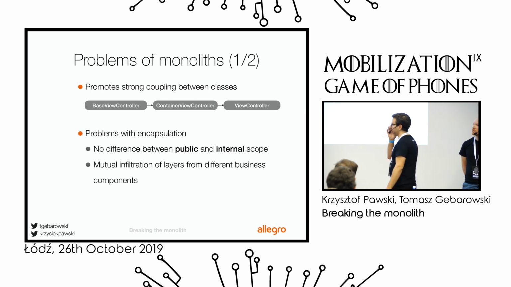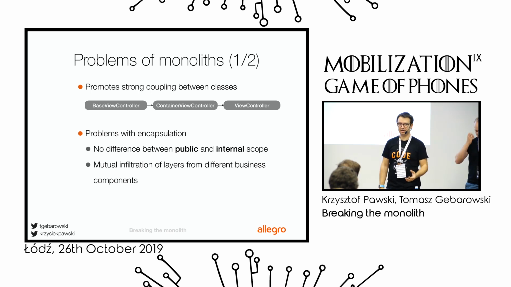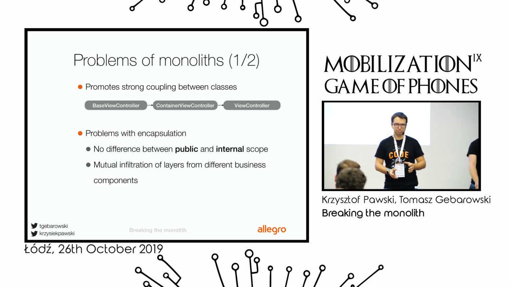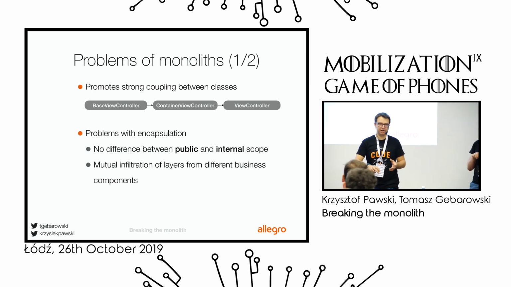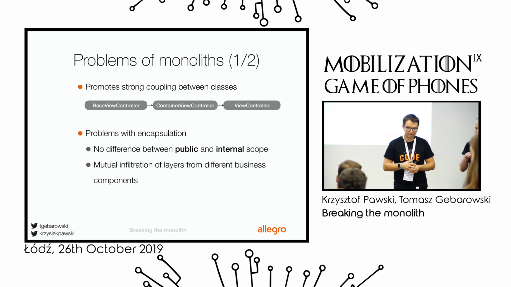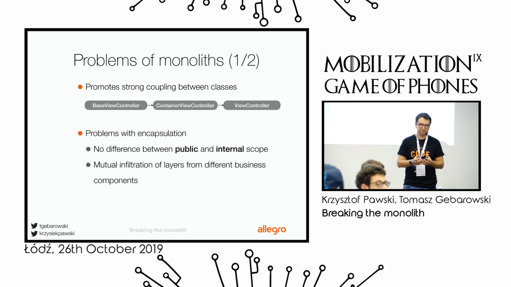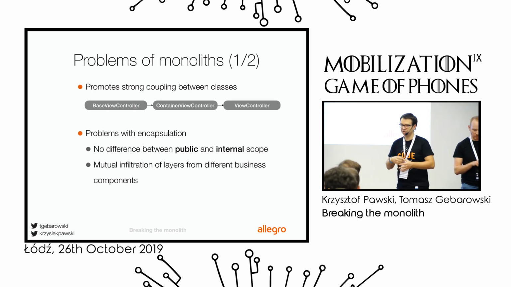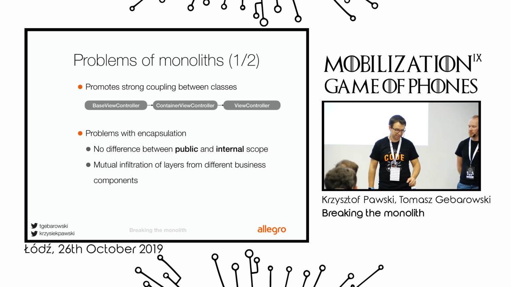We also experienced problems with encapsulation, because when you have one monolith, you have a single Xcode target. With a single Xcode target, there is no difference between public and internal scope. So if you want to provide some kind of hermetization of the modules or the functionality, you can choose only between private or internal, and it is hard to provide a good separation. The layers of the application are simply mutually infiltrating each other, because we don't have this difference between public and internal scope.